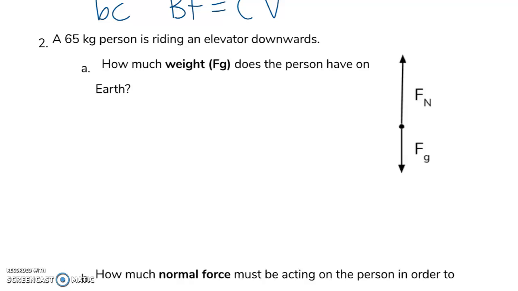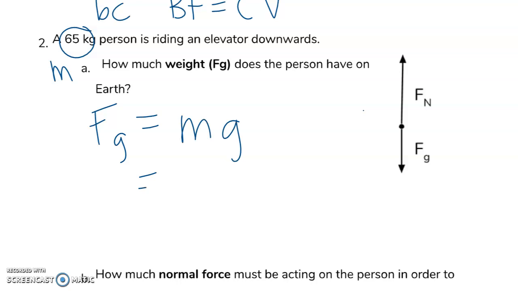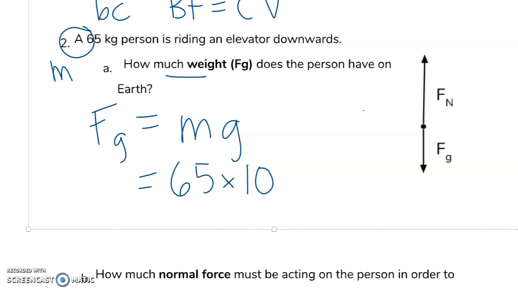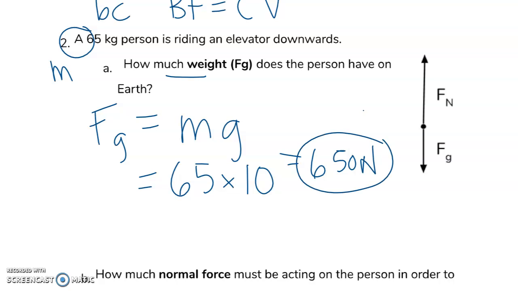In number 2, a 65 kilogram person is riding an elevator downward. The force diagram is shown over here. How much weight does the person have on Earth? If this person has a mass of 65 kilograms, I can find their weight, which is a force of gravity, by multiplying 65 and 10, which represents the gravitational field strength of Earth. The final answer will be 650 newtons. I draw a circle around it to make my final answer obvious.